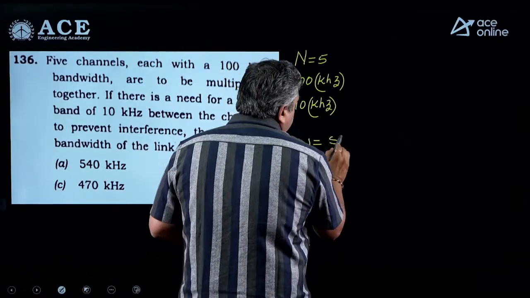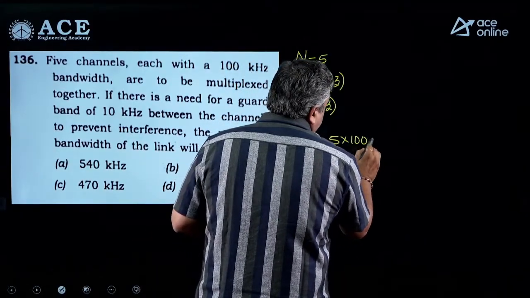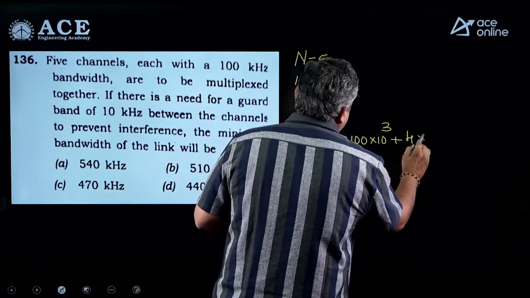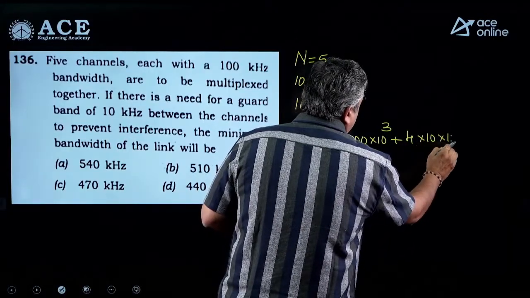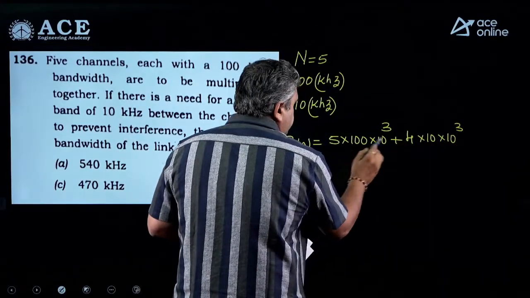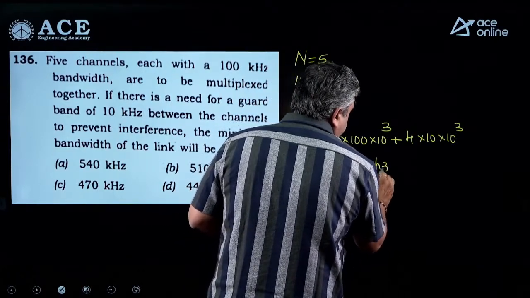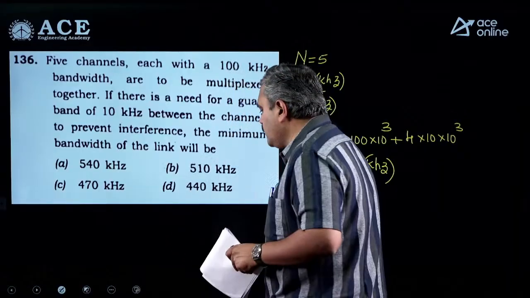You have 5 channels, each consuming 100K, which means you require 4 guard bands. So, 4 into 10K, finish. You will get 500 plus 40, which is 540 kilohertz multiplexed signal bandwidth.